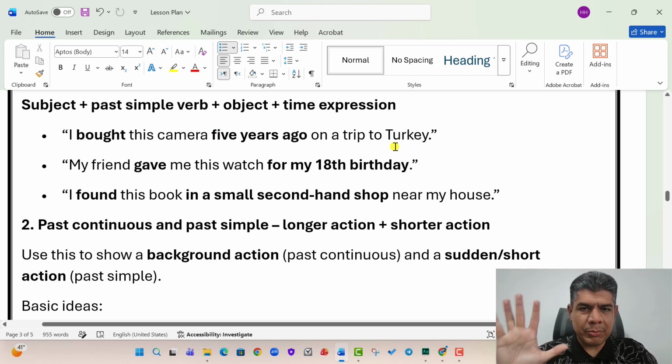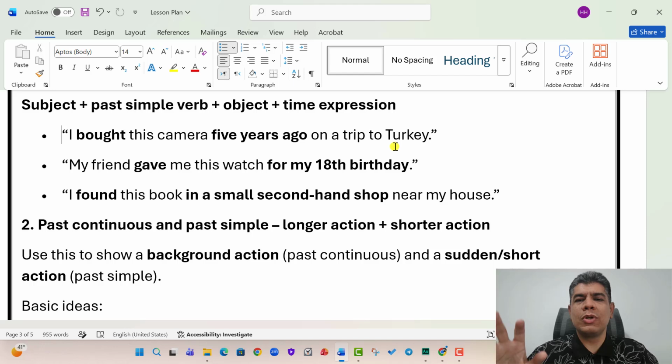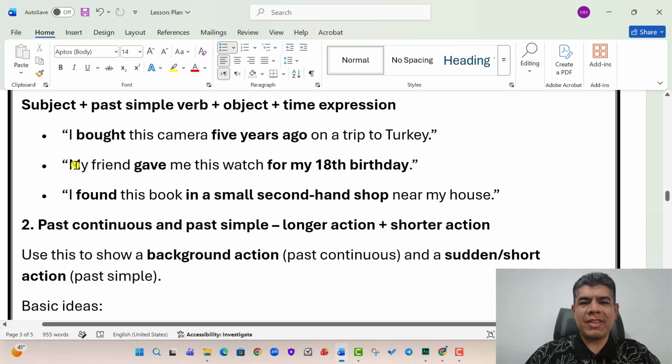This is a very simple sentence, but why am I teaching you all this? I'm not teaching you, I'm just simply reminding you to use these simple grammatical sentences to get a better score. Take a look. My friend gave me this watch for my 18th birthday. I found this book in a small second-hand shop near my house.